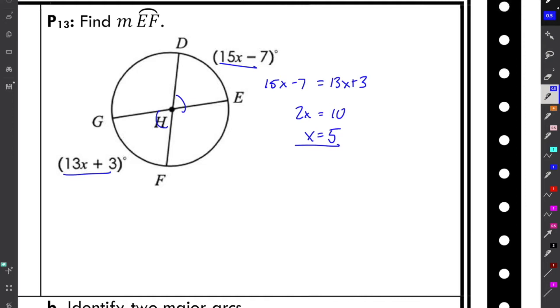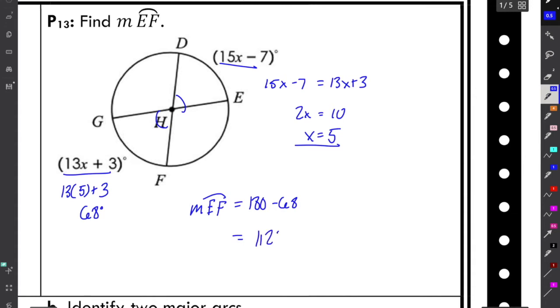From there, I want to find arc EF, so I can just plug into either one of these. Notice that GF and EF together form 180, so I'll just do 180 minus whatever I get for GF, and that'll give me EF. So 13 times 5 plus 3 comes to a total of 68 degrees. So the measure of arc EF is equal to 180 minus the 68 degrees, which is 112 degrees.